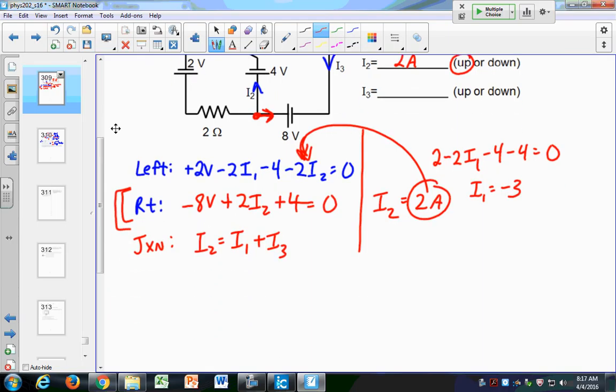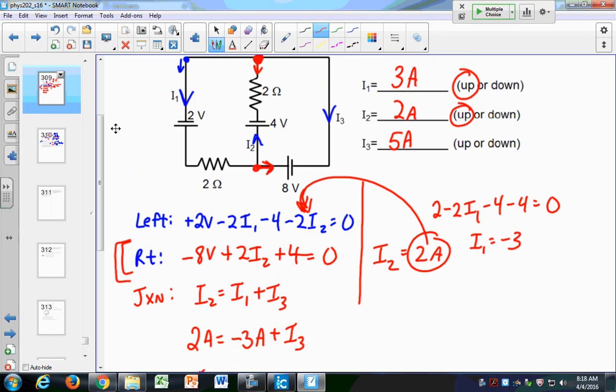And so we just plug those into the junction rule. We get 2 amps equals negative 3 amps. Notice I keep the negative, plus I3. I3 equals 5 amps. And that is going to be down because it came out positive. 3, 2, and 5, up, up, down.